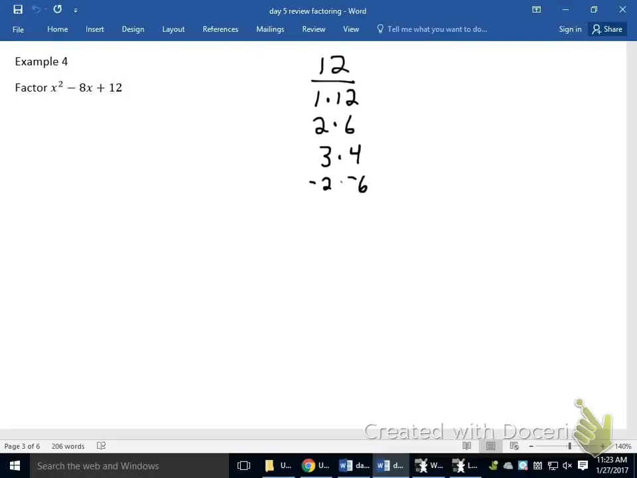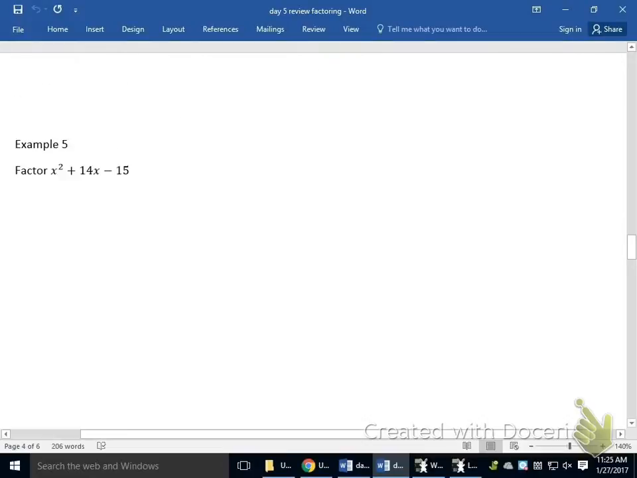How did I know that? Because they need to add to a negative value. Now here's the cool thing. The negative 2 times negative 6, that's still positive 12, but now they do add to the negative 8 that I needed. So when I factor this, I'm going to set it up now. X times x will give me the x squared. Now I know that my factors are negative 2, negative 6. So my final answer is x minus 2, x minus 6. There we go.